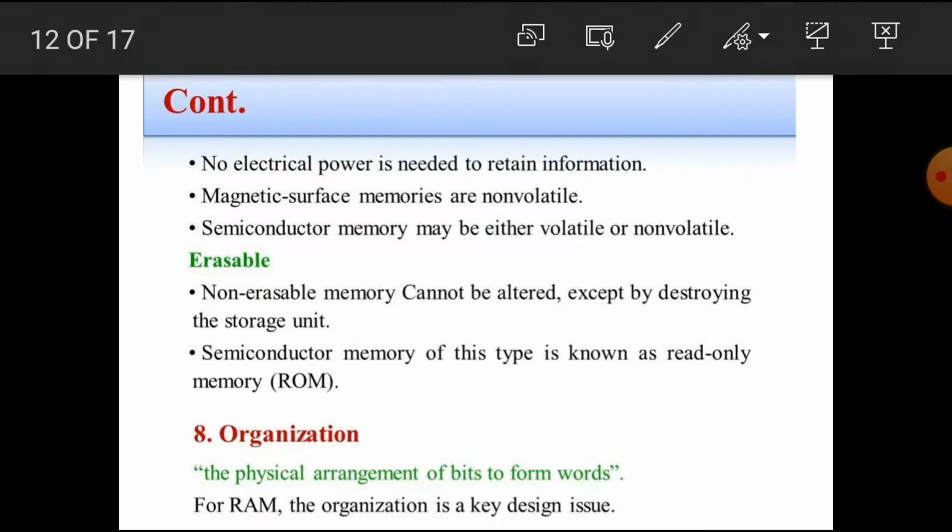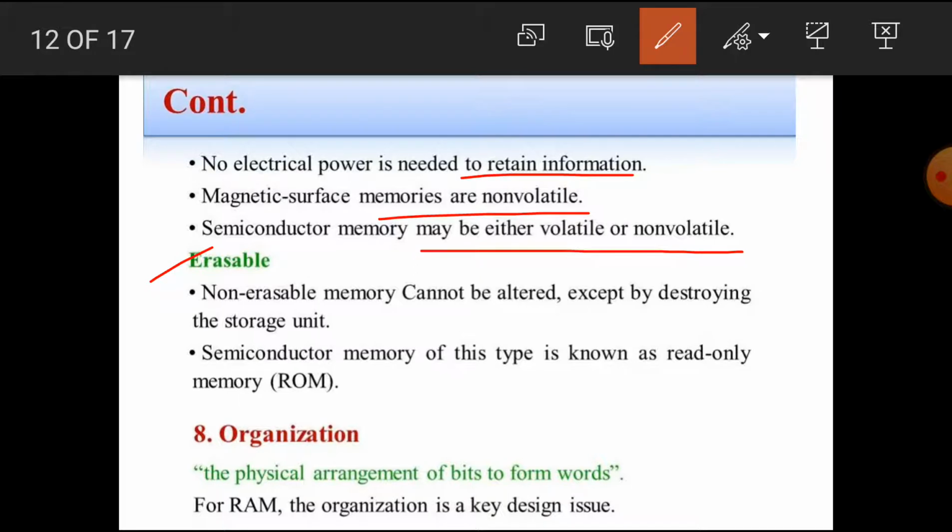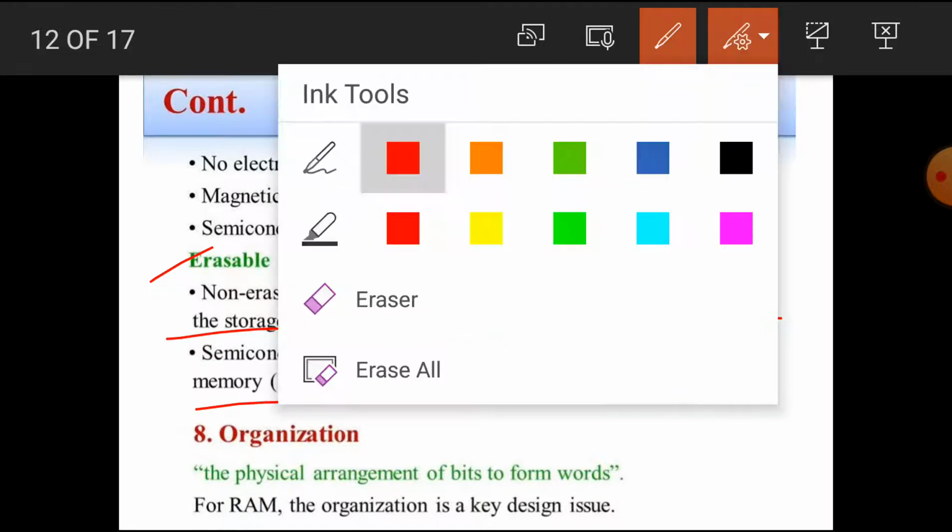No electrical power is needed to retain the information in non-volatile memory. Magnetic surface memories are non-volatile. Semiconductor memory may be either volatile or non-volatile. Next one is erasable. There are two types, erasable and non-erasable. Non-erasable memory cannot be altered except by destroying the storage unit. Semiconductor memory of this type is known as read-only memory or ROM.